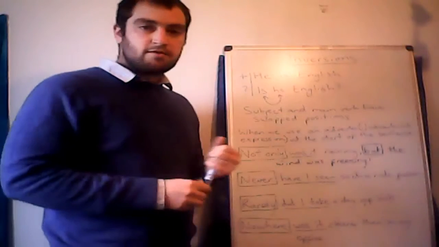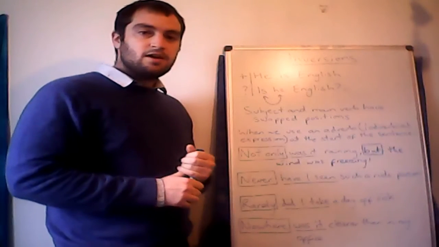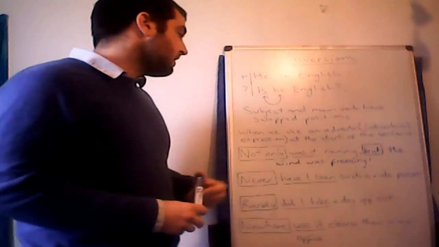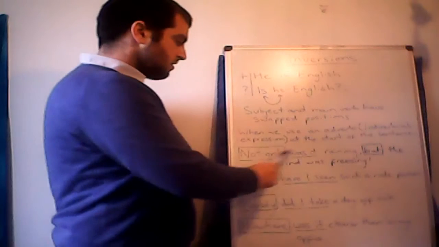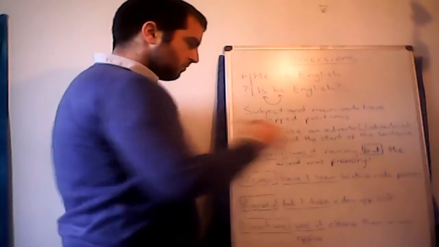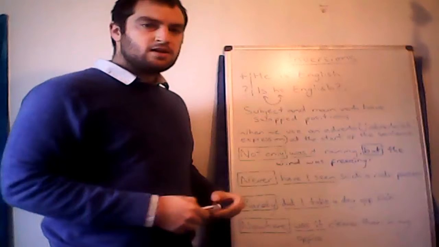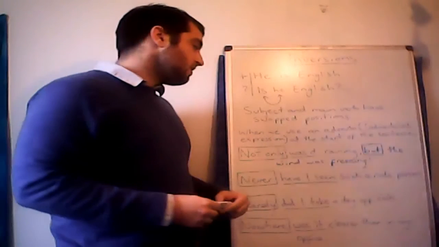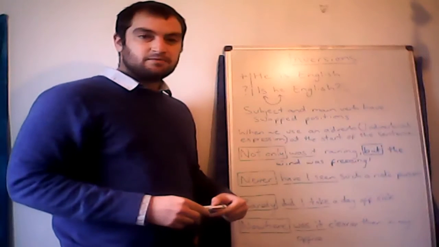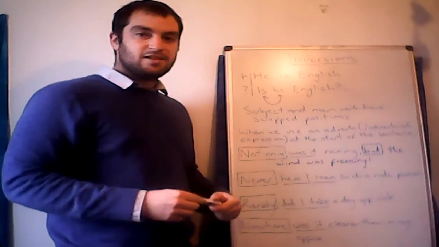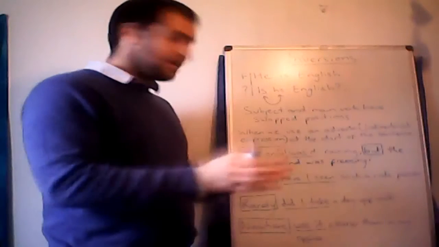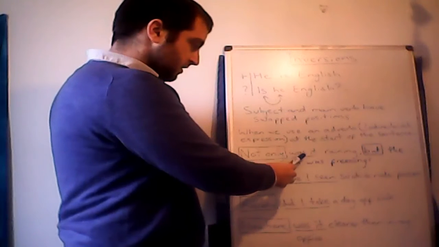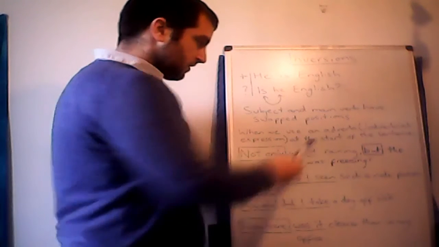Okay, so I'll run through some examples of how I've used the inversion in these four sentences. So here I've said, not only was it raining, but the wind was freezing. So in a normal sentence, I might have said, it was not only raining, but the wind was freezing. But here, to stress the not only part, I put it at the start of the sentence here, and I followed it with an inversion. Instead of it was, I put was it.